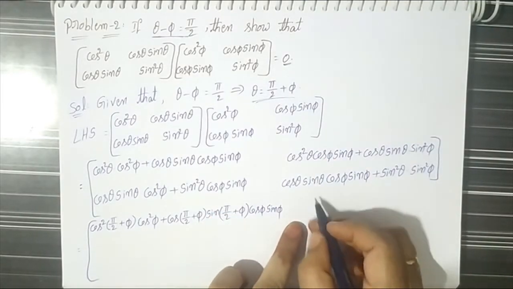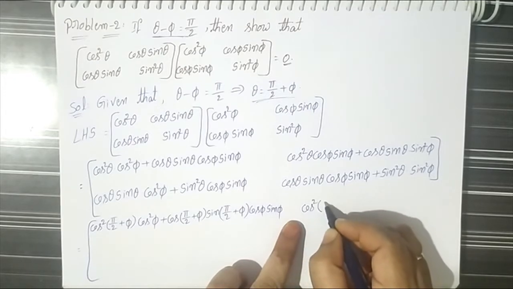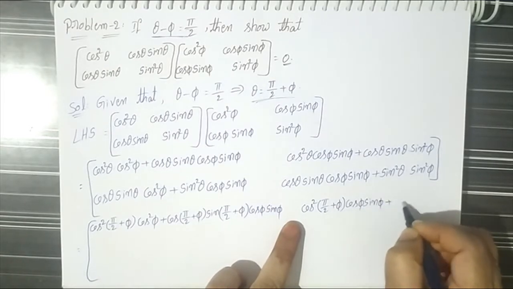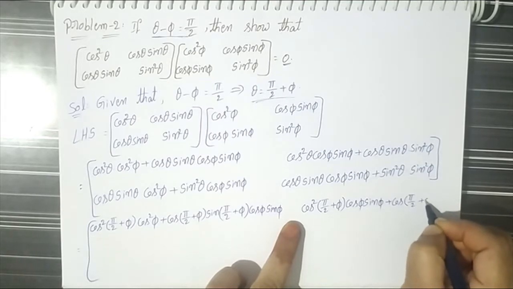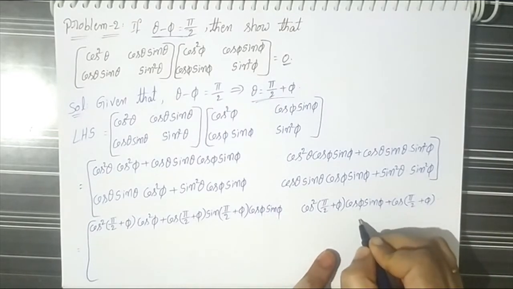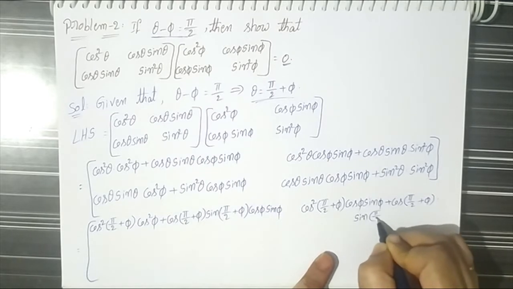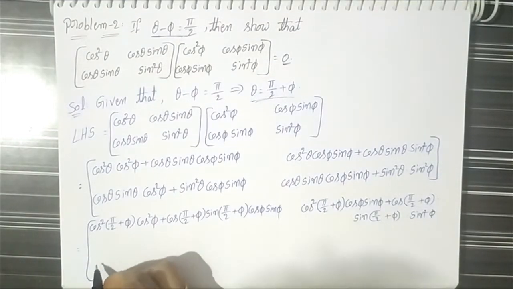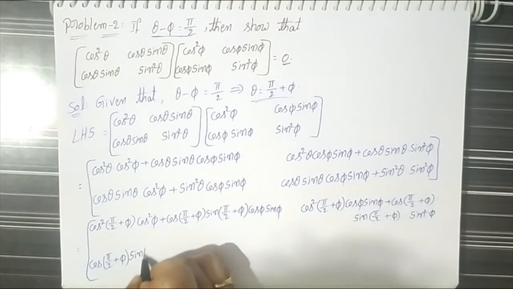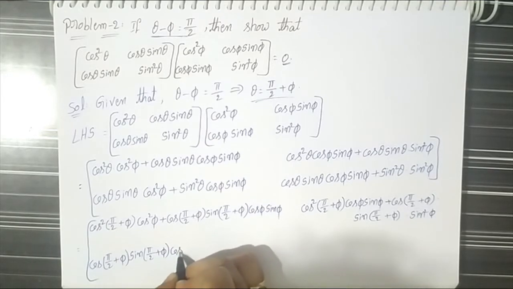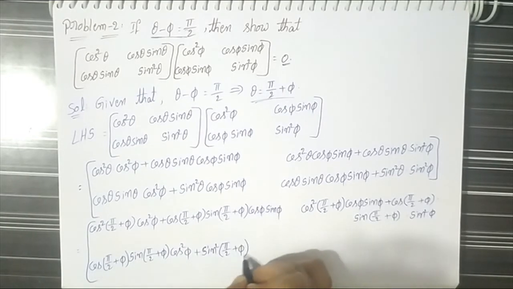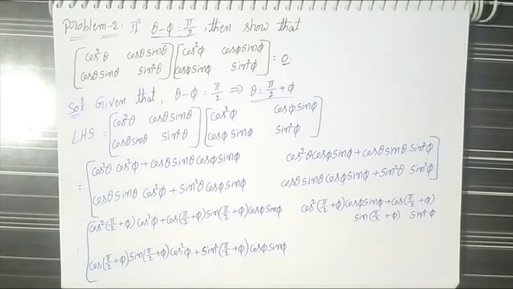In the second element: cos square of (pi by 2 plus phi) into cos phi sin phi plus cos of (pi by 2 plus phi) sin of (pi by 2 plus phi) into sin square phi. All this is one element. Second row first element: cos of (pi by 2 plus phi) sin of (pi by 2 plus phi) cos square phi plus sin square of (pi by 2 plus phi) into cos phi sin phi. This is the third element.